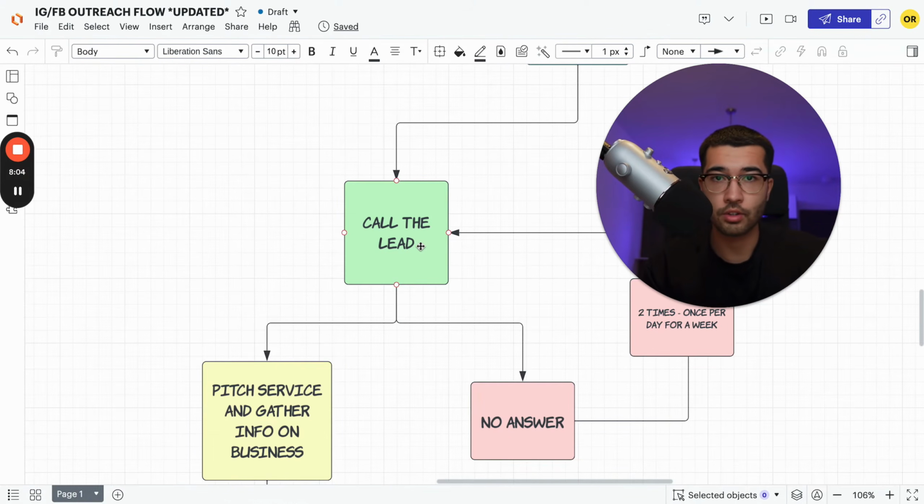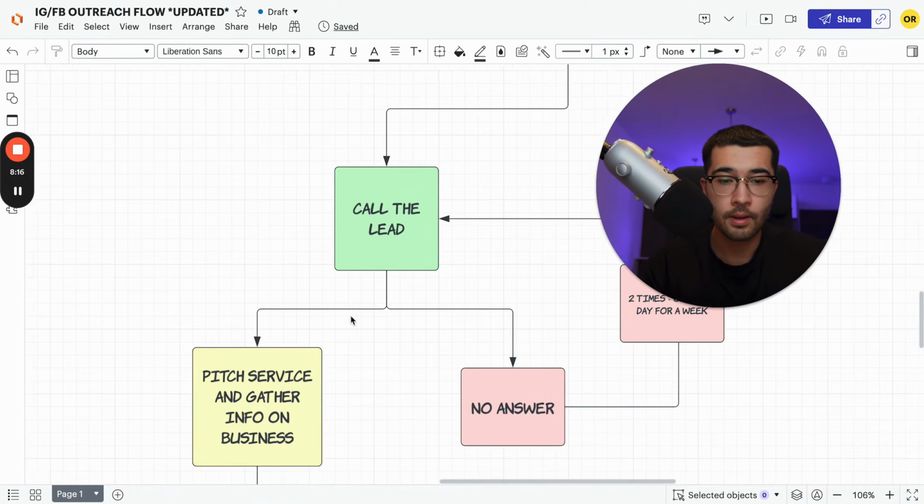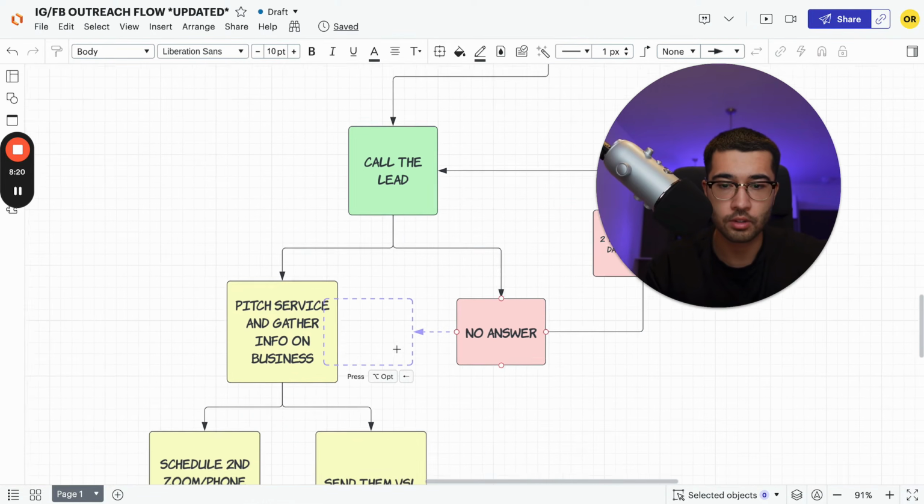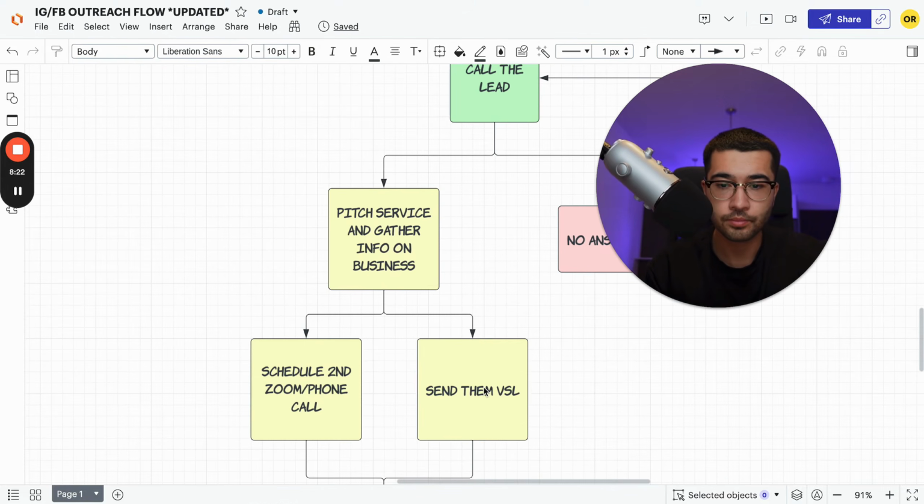Or you can just straight up find the number and call them and say, hey, my name is Oliver, we were having a conversation on Instagram, you mentioned that you were open to getting those appointments. They're like, yeah, how does it work? And then that's when you go for the pitch. So it's like a cold call, but a warm call. And of course, if they don't answer, you follow up, okay? Keep calling them, just keep them in the pipeline.